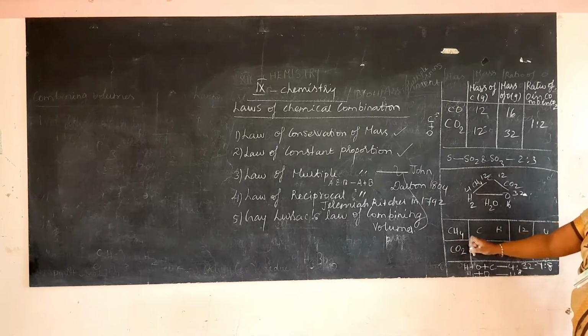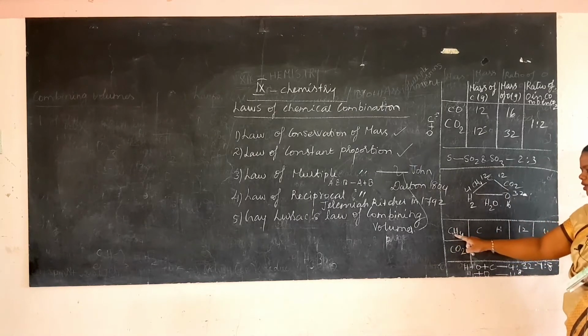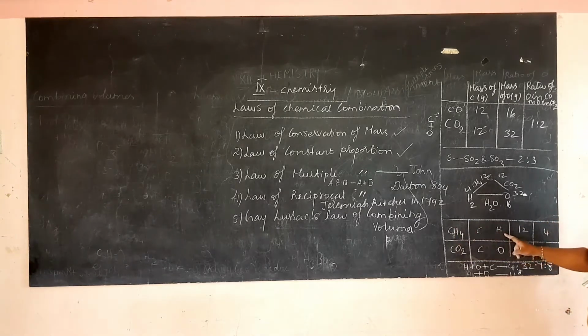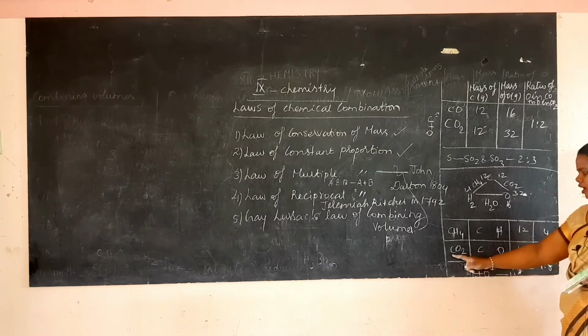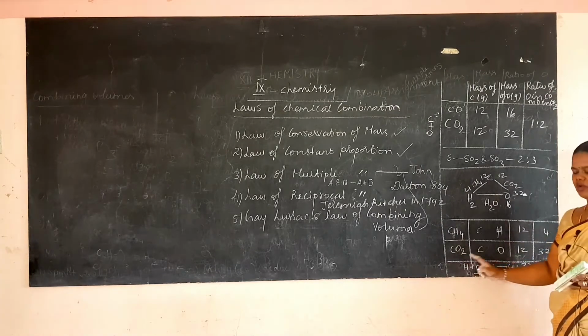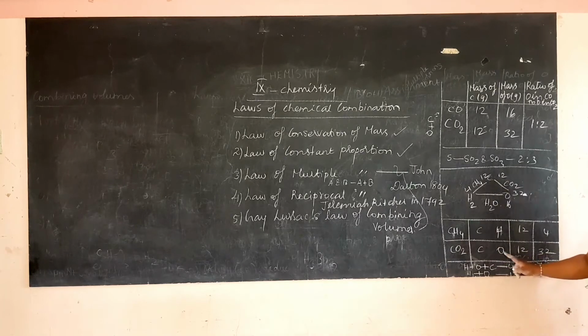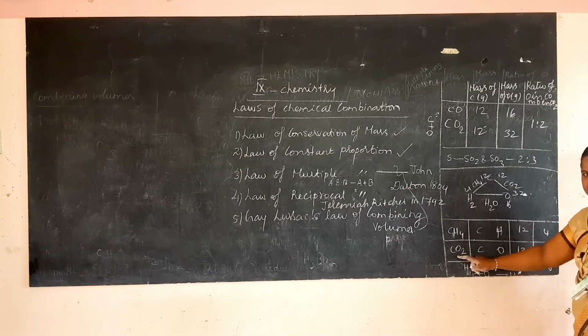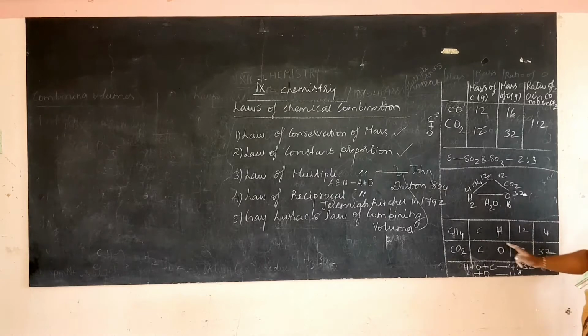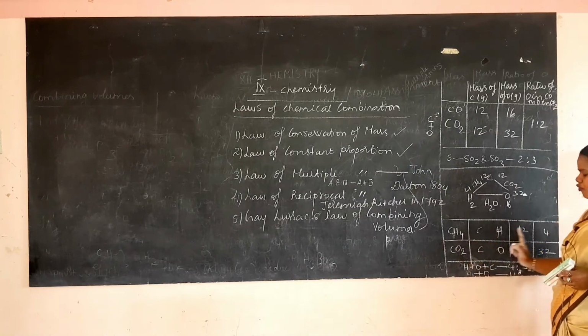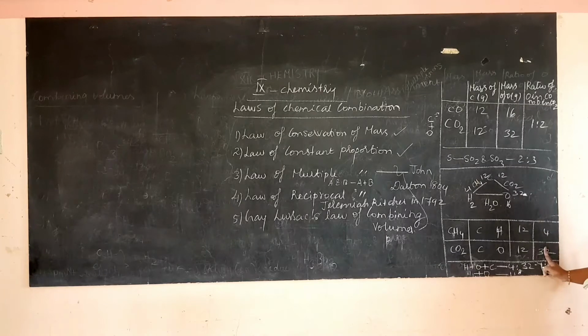We will see. In methane, what are the elements combined? Carbon and hydrogen. Carbon atomic mass is 12, and 4 hydrogens are there, and you know the atomic mass of hydrogen is 1, so 4 into 1 is 4. Then in carbon dioxide, carbon atomic mass is 12 and oxygen is 16 into 2, which is 32. So what is the ratio for methane and carbon dioxide? 4:32. When you simplify, you get 1:8. So the ratio for these two compounds is 1:8.